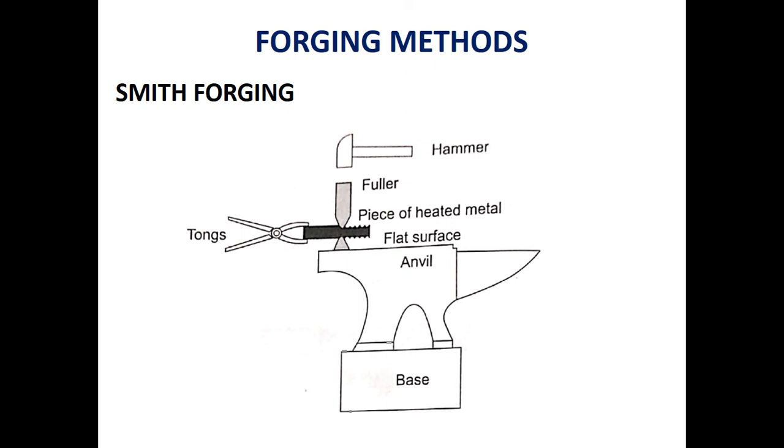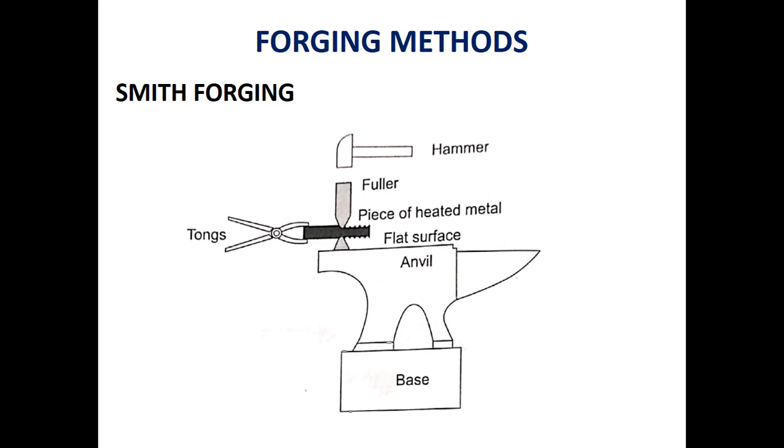Smith forging is nothing but the operation which you have done in blacksmithing. That's why it's called blacksmithing. Smith forging involves heating the workpiece in a blacksmith furnace. Why is it called blacksmithing? The furnace which you are using is known as the blacksmith furnace.